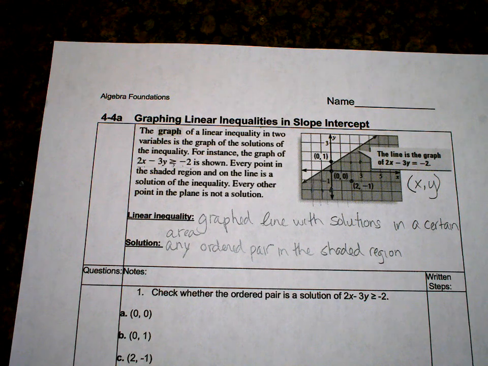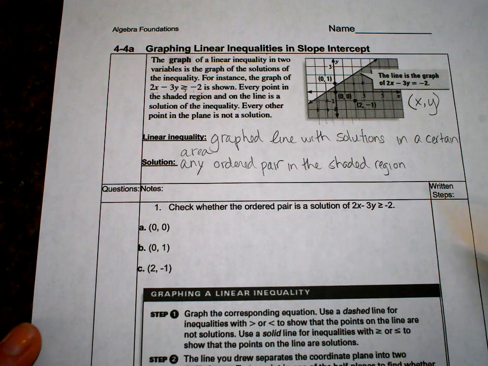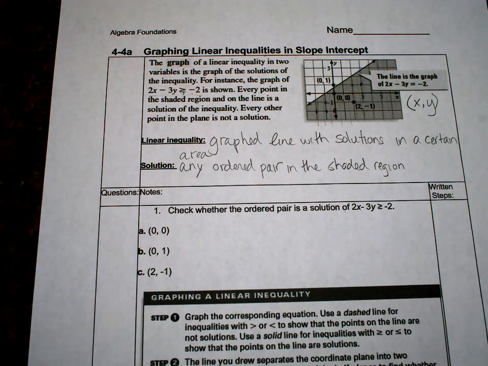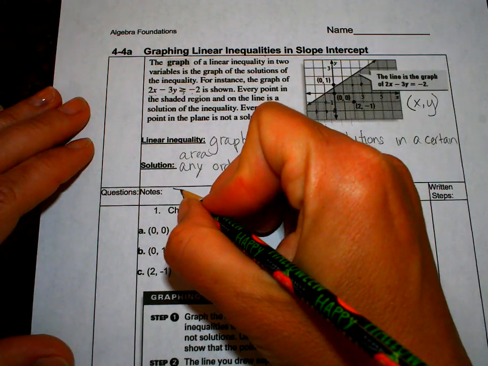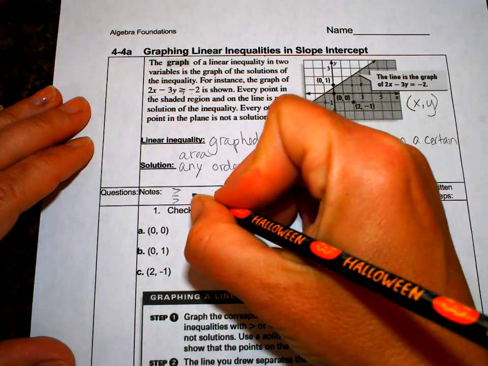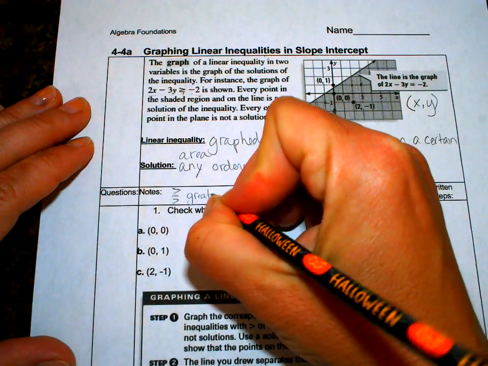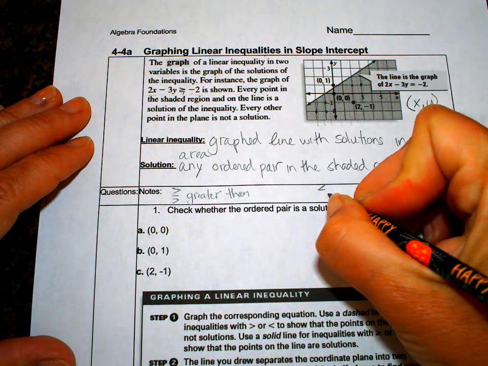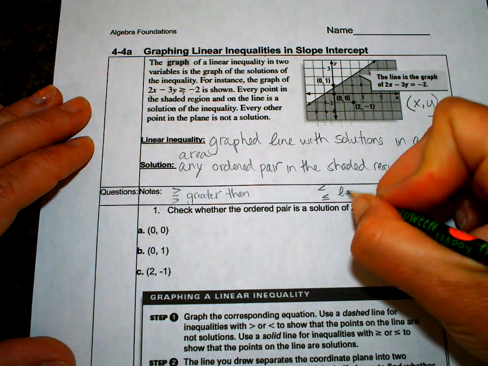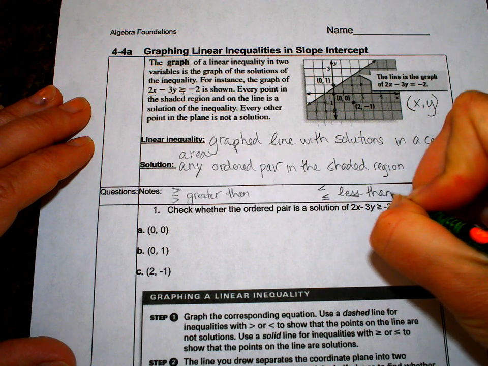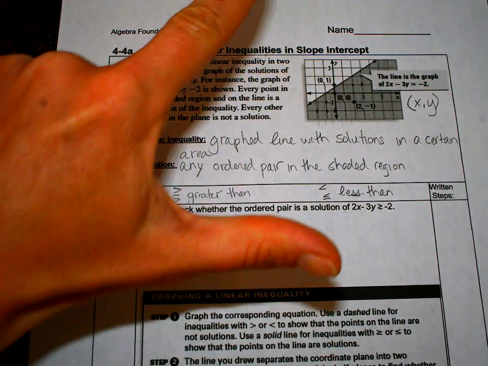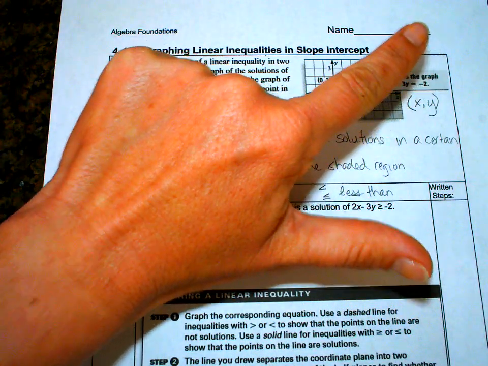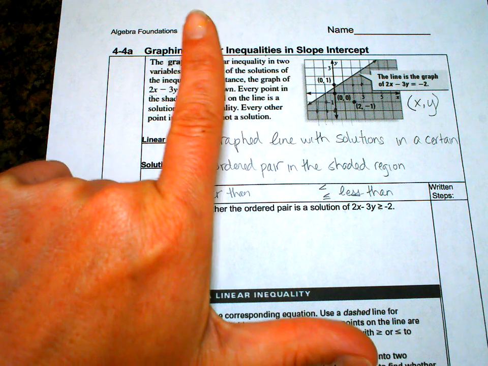All right. Check whether the ordered pair is a solution of 2x minus 3y is greater than or equal to negative 2. In case you forgot, this means greater than. This, and then this one, these are less than. So we might need that refresher. And when it's shaped this way, it makes a less than symbol, like L. Look, I'm a loser if it were on my forehead, right?